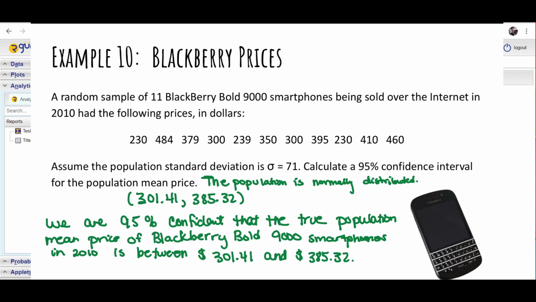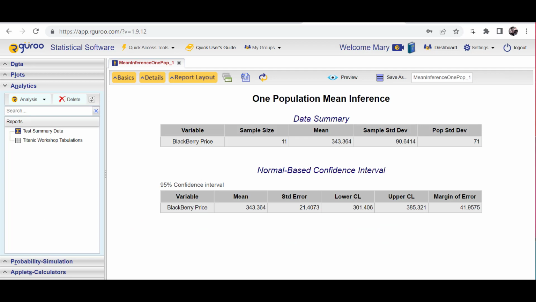Just real quick, I want to go back to here. You can see the sample mean is 348.364. You can see the standard error, 21.4073. You can figure out your critical value for 95% to be 1.960, and so you could use that in the formula and do this mathematically just to double check. You could also do just the sample mean plus or minus the margin of error, which is already calculated for you as well. At any rate, you're going to get these two numbers here for your lower bound and your upper bound, even if you did it by hand.